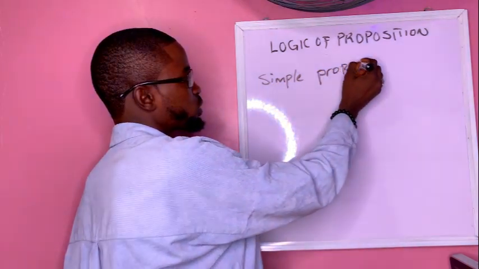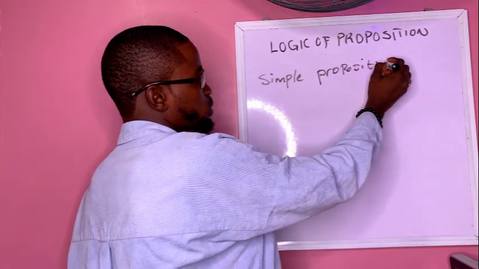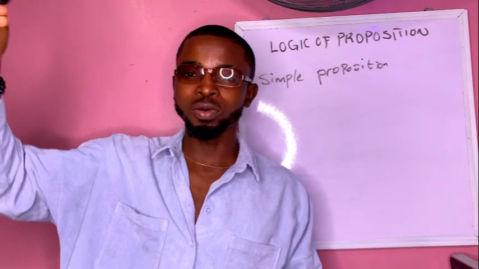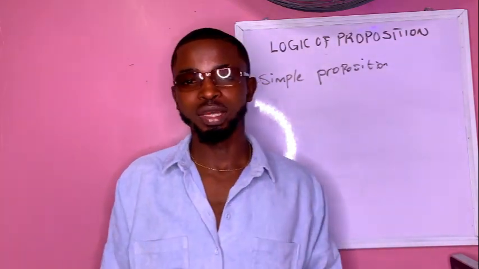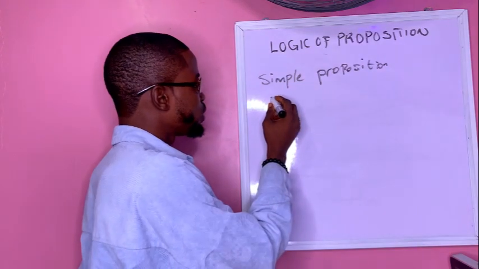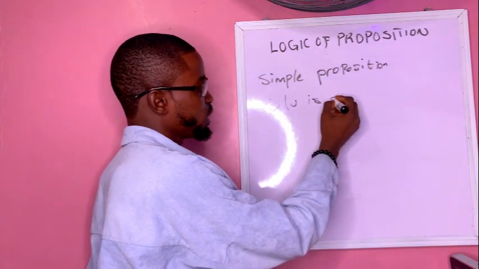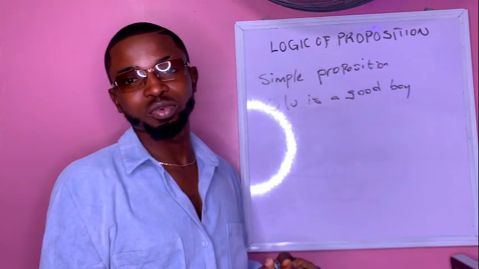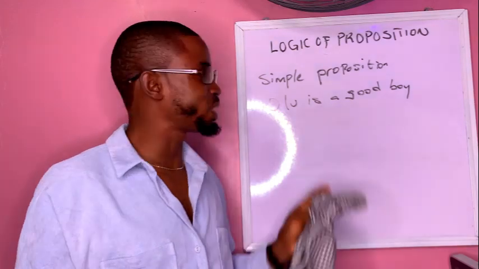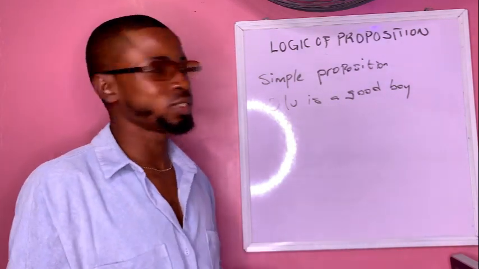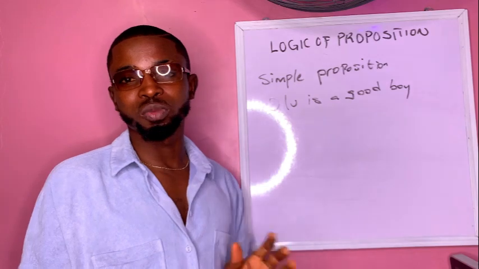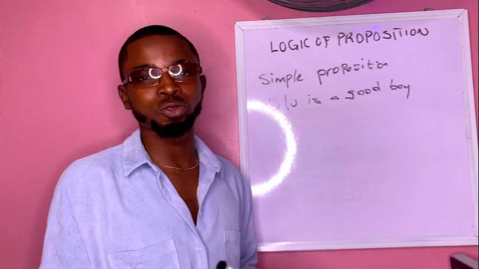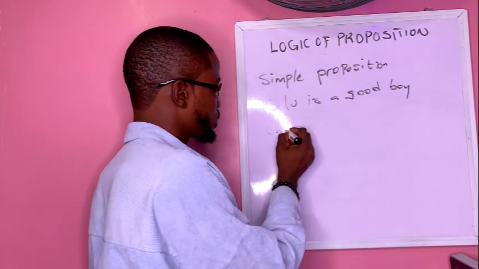Simple proposition. So what is a simple proposition? A simple proposition is a proposition that does not contain another proposition as a component. Let me give you an example. If I say Olu is a good boy, this is an example of a simple proposition because it does not contain any other proposition as a component. It's just one statement, just one proposition, just one simple proposition. So this is an example of a simple proposition. So let's go to the next one, which is compound proposition.